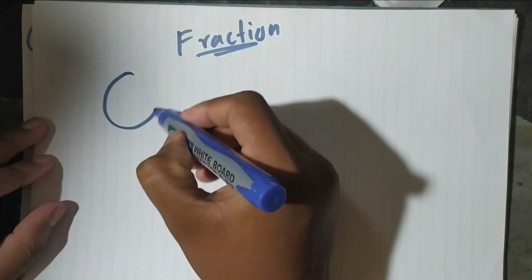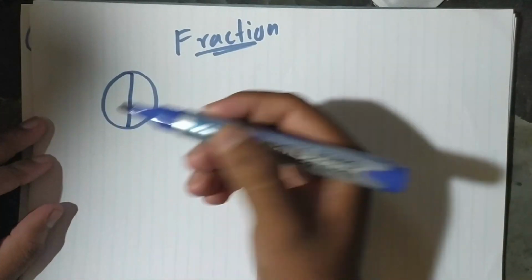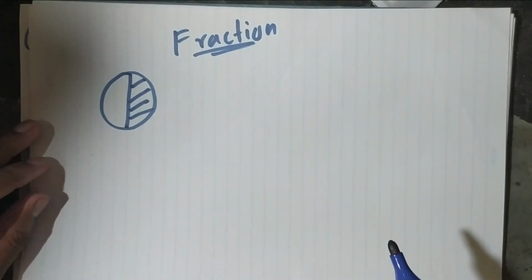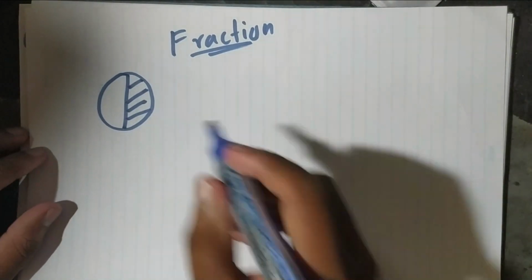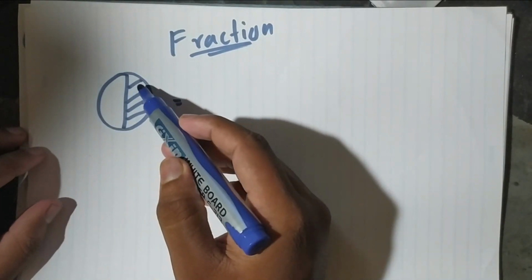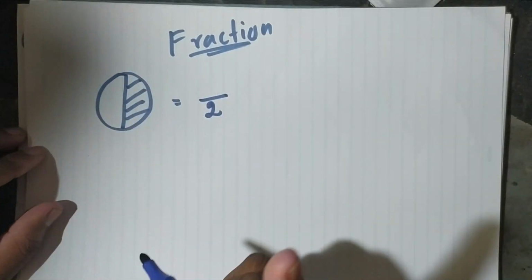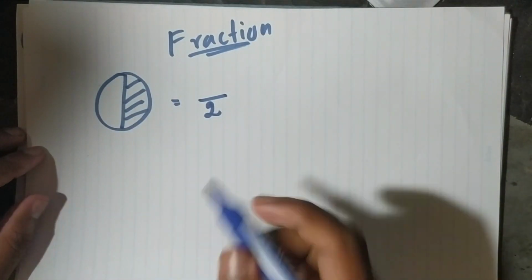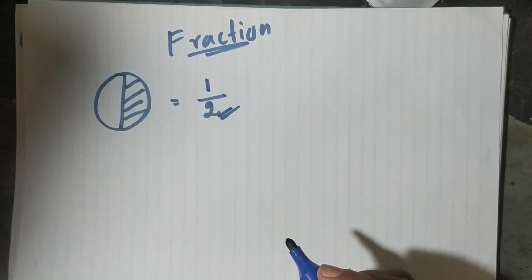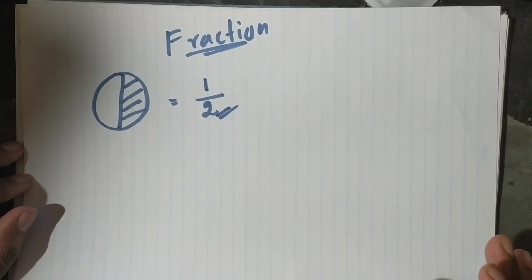If you have a cake, I am cutting this cake into 2 pieces and I am eating 1 piece. So what is the fraction that I ate? First of all, I have cut this cake into 2 pieces, so out of those 2 pieces I have eaten one piece. So 1/2, this is the fraction. This is the basic knowledge of fraction. I think you all know this because this is in grade 5 also.